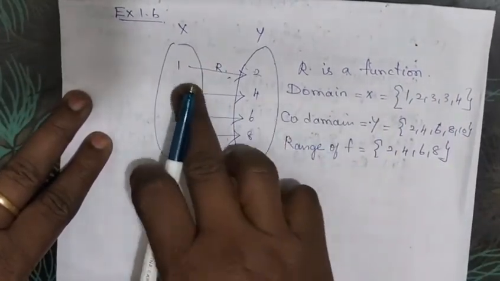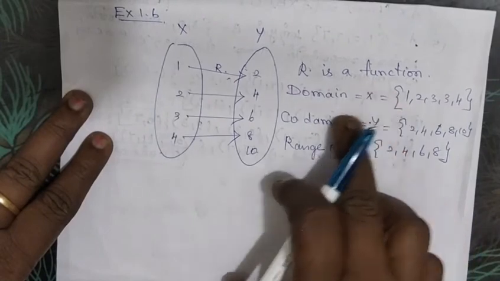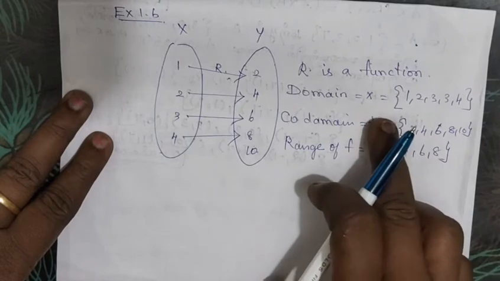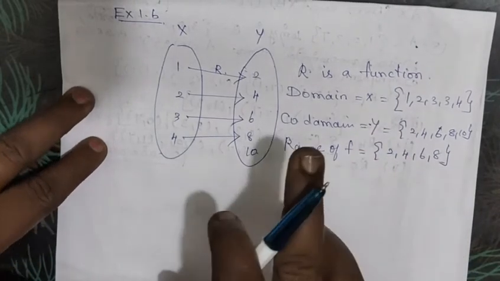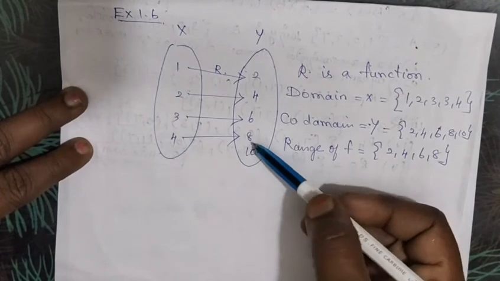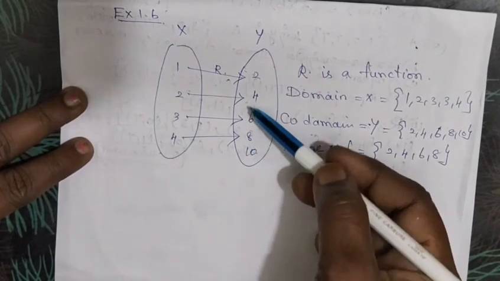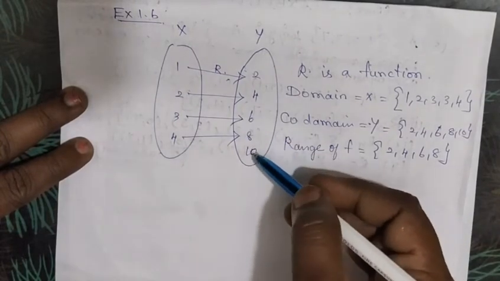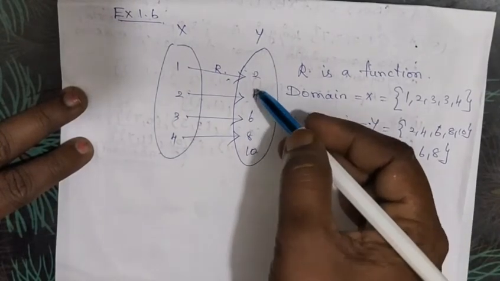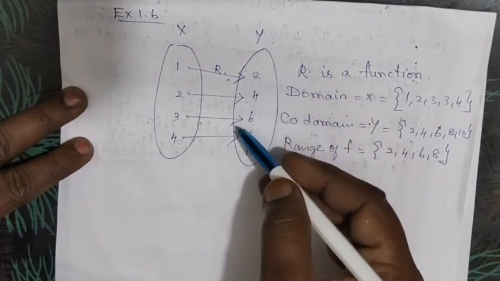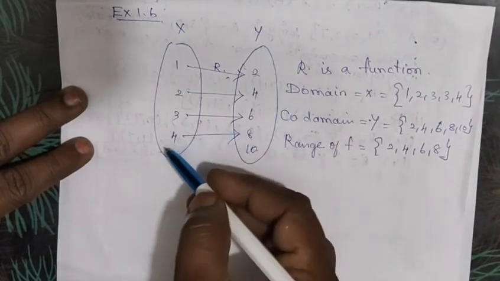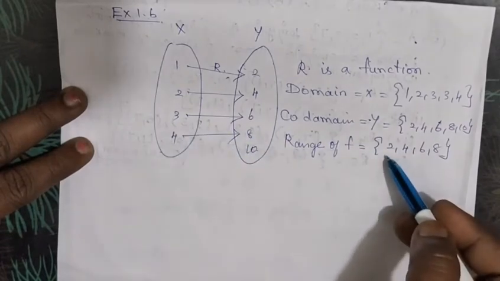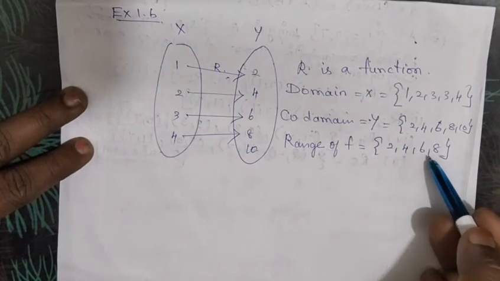Domain, the first set 1, 2, 3, 4, that is set X. Codomain, the second set 2, 4, 6, 8, 10, that is set Y. Range is different. All the images that have pre-images are called the range. That is a clue point. That means the elements which are all connected to the pre-image set. That means the range is 2, 4, 6, 8.